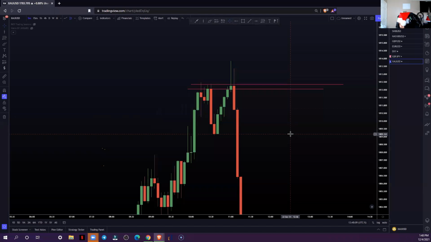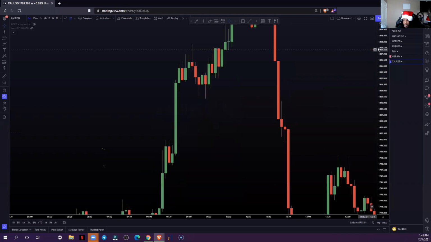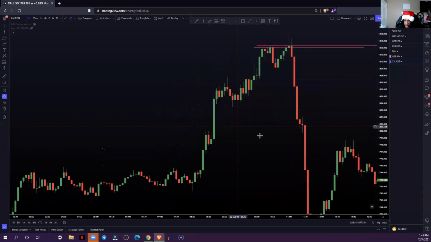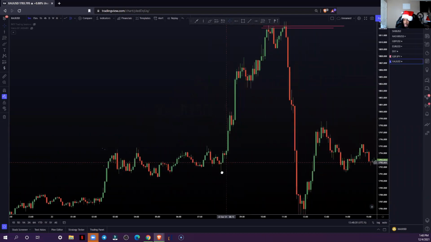When it dropped, it completed a gap. Yep, when it dropped, it filled in everything over here. Let me make it smaller. It filled in everything, and they grab liquidity. They do everything on purpose.